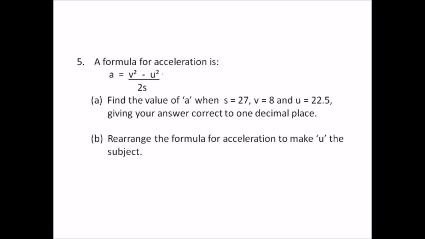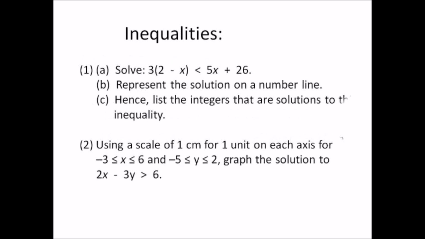Long way to go. More topics coming up. And I already warned you there will be a lot of algebra, so be prepared. Got it? Okay, inequalities, algebra again in a way. 1, solve 3 bracket 2 minus x, and that's less than 5x plus 6. Solve it for x, and then B, represent the solution on a number line that you get from A, and then C, hence list the integers that are solutions to this inequality.